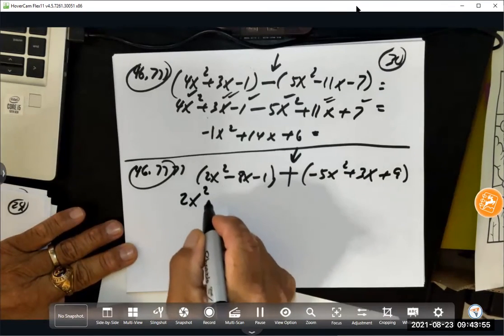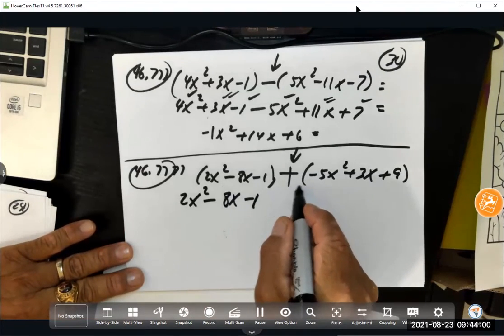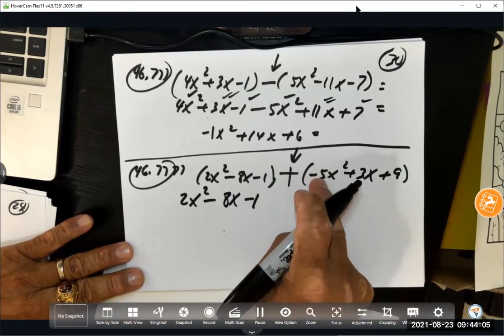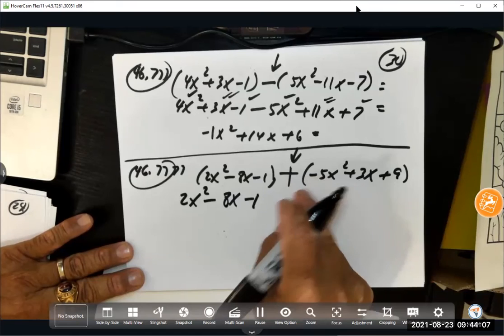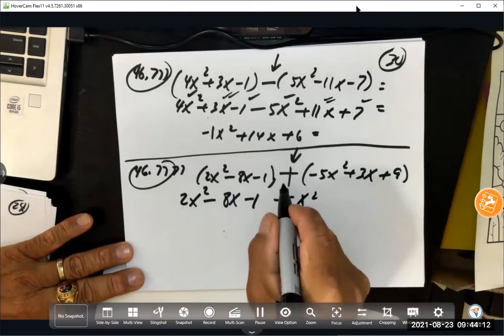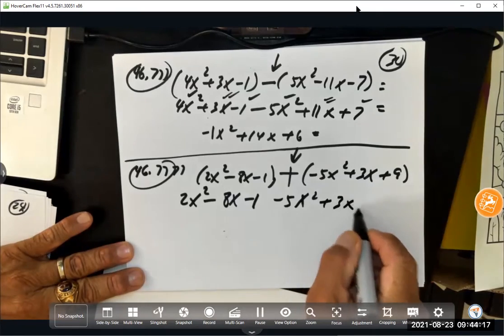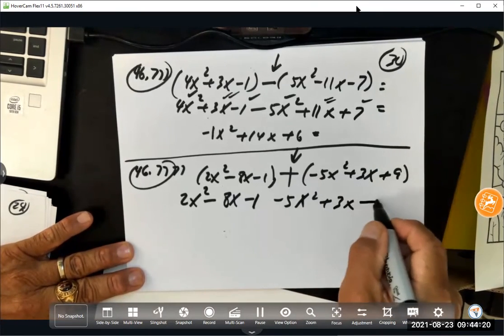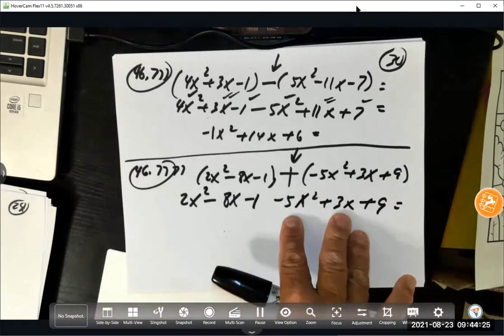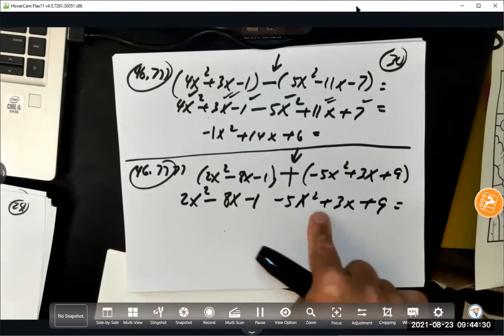So 2x squared minus 8x minus 1. Now, does this plus sign change anything after it? Yes. So a positive of a negative, is that still going to be negative? Yes. And a positive of positive, is that still going to be positive? Yes. And the last one, a positive of positive, is that still going to be positive? So what's right here, you just copy it down. But if it's minus, you have to switch it. This one you have to switch it. This one you don't.